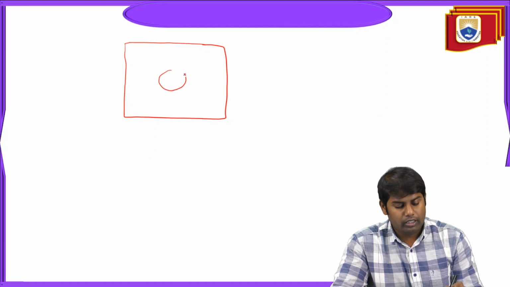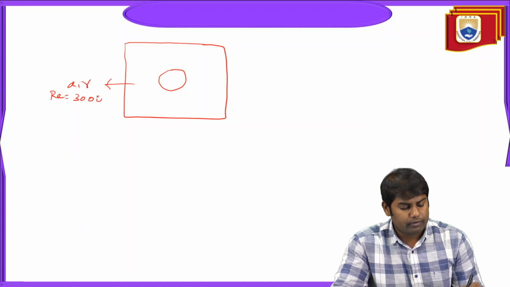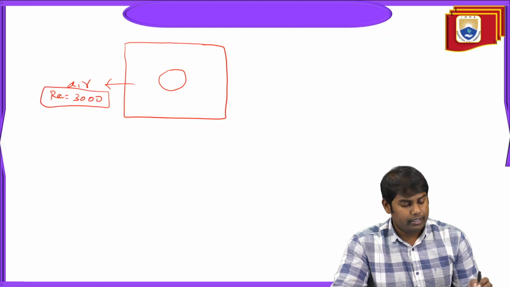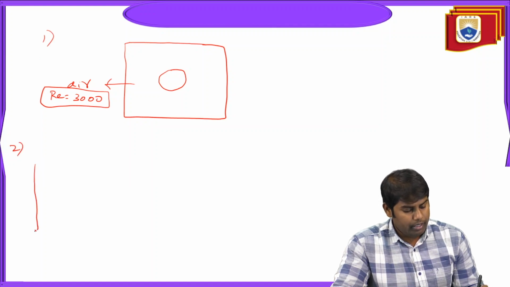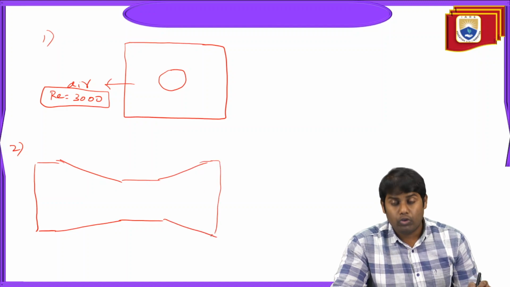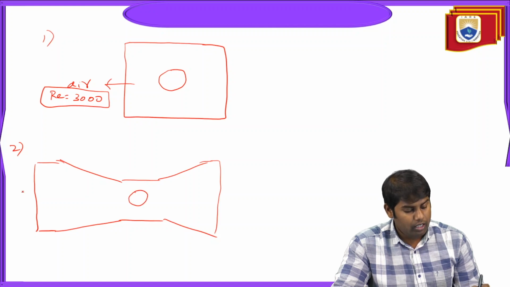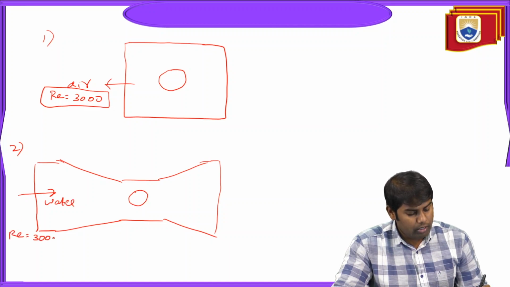Here again you have the circular cylinder. Here I am doing it for air, with a Reynolds number of 3000. Okay, so this is the first setup. For the second setup, the experimental one, if I do it with water, you have water tunnels also, apart from the wind tunnel, again with the same Reynolds number 3000.